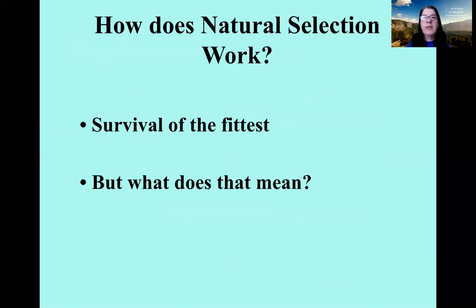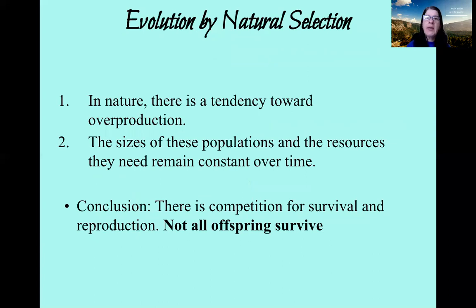So how does natural selection work? Well, you've heard the phrase survival of the fittest, but what does it really mean? So in nature, there's a tendency towards overproduction. Many living organisms produce a lot of offspring. However, if you look at the sizes of the populations of these organisms, the size of those populations do not increase. They remain relatively constant. Additionally, resources that these organisms use also remain relatively constant over time.